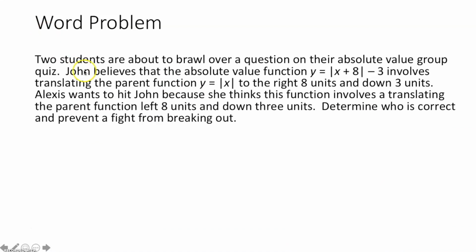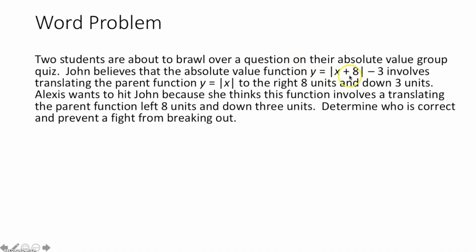A word problem says 2 students are about to brawl over a question on their absolute value group quiz. John believes that the absolute value function y is equal to the absolute value of x plus 8 minus 3 involves translating the parent function y is equal to the absolute value of x to the right 8 units and down 3 units. Alexis wants to hit John because she thinks this function involves translating the parent function to the left 8 units and down 3 units. Determine who is correct and prevent a fight from breaking out.